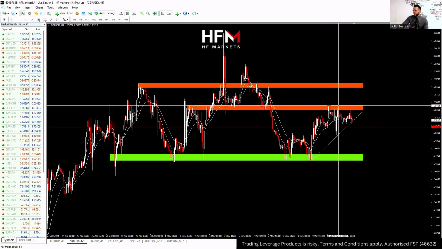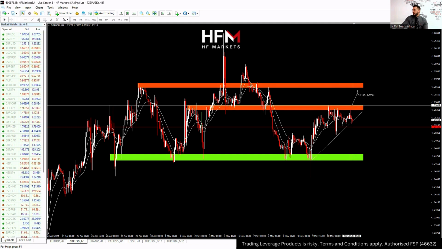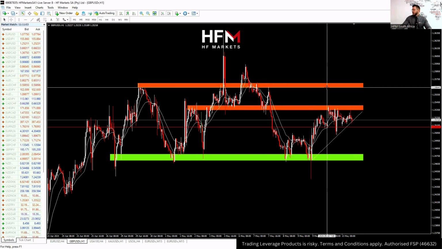I would just personally wait for a break above this resistance, which is at that 1.254 level, and a break above and a close above that could lead to additional rally all the way up to our next resistance up here, which is about 24 pips. So it's about 240 points movement. And that is sitting around that 1.2564 level.